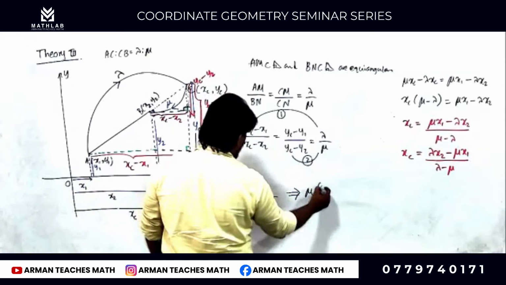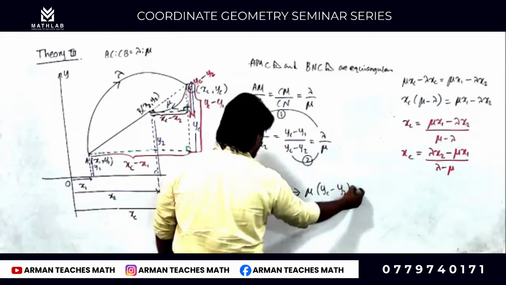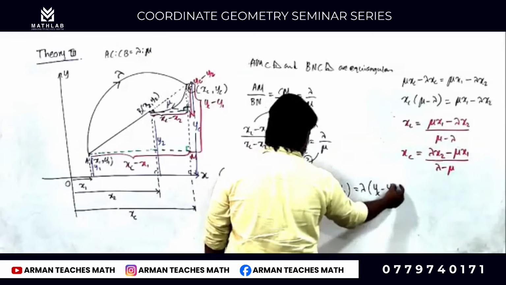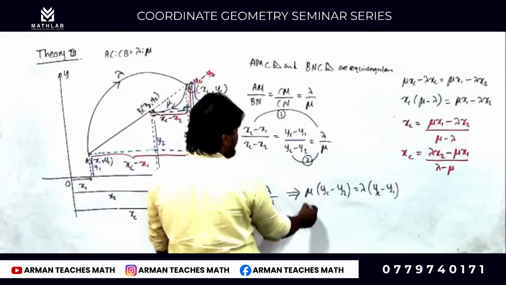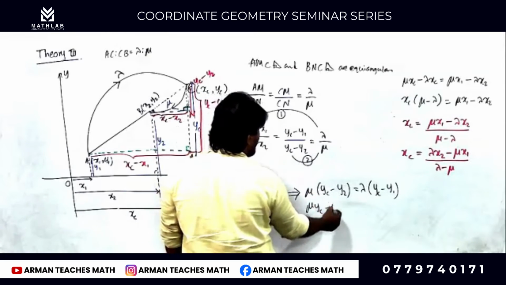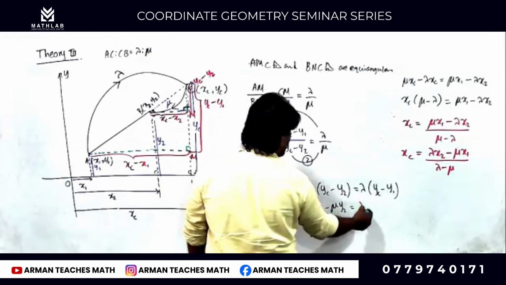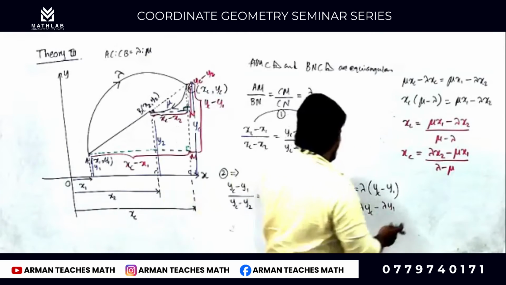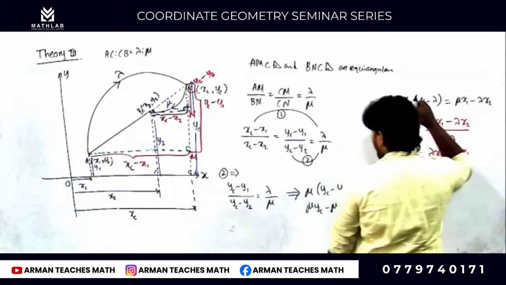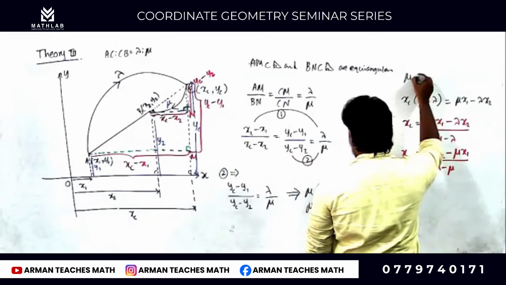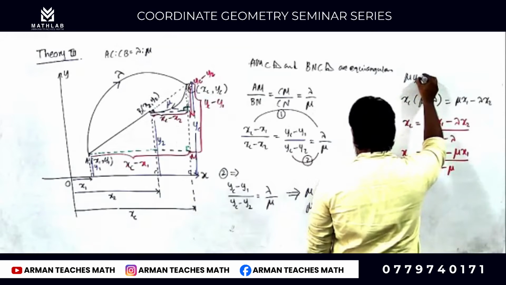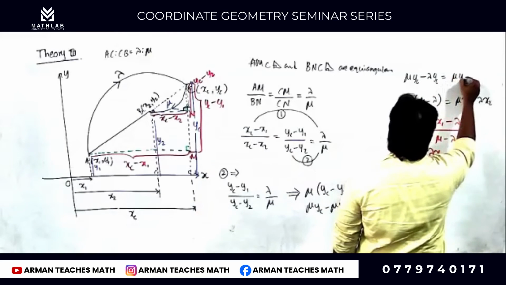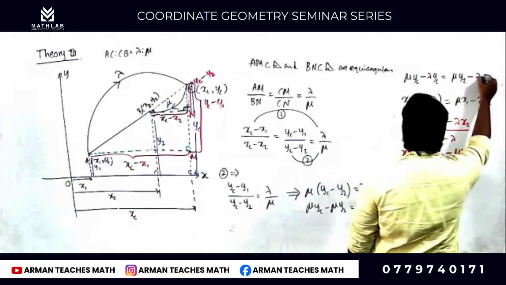Mu times yc minus y2 is equal to lambda times yc minus y1. Remove the brackets. Mu yc minus mu y2 is equal to lambda yc minus lambda y1. So take all yc terms to one side. So we get mu yc minus lambda yc is equal to mu y2 minus lambda y1.